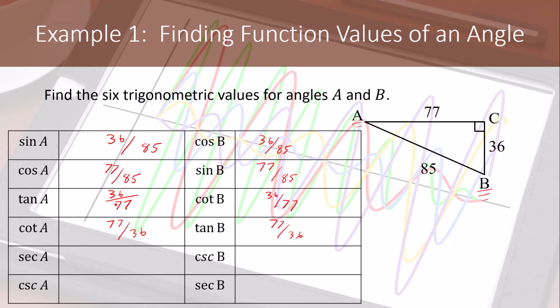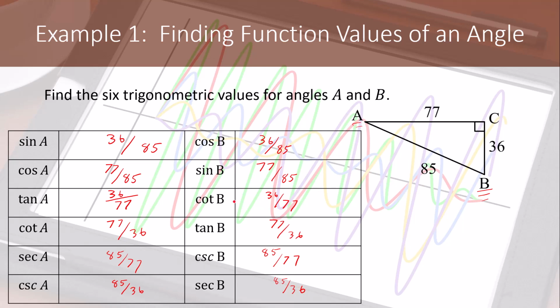Okay, secant of A is the reciprocal of cosine, so 85 divided by 77. And cosecant of B is the reciprocal of sine, once again, 85 over 77. And then finally, we have cosecant of A, which is 85 divided by 36. And then secant of B is also 85 divided by 36. Well, not 7, 6. There we go.